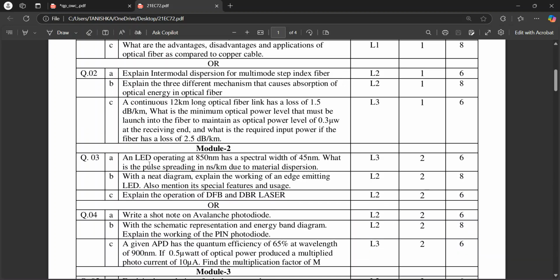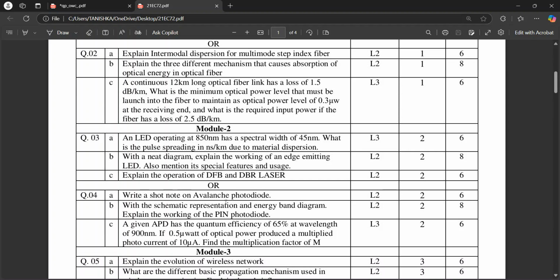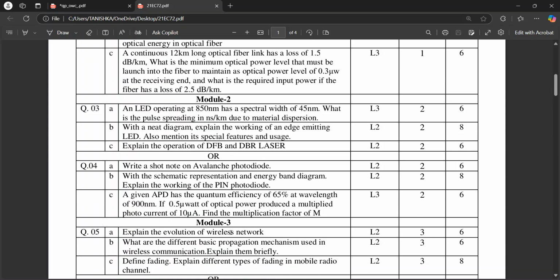In module 2, an LED operating at... this is also a numerical problem, and with a neat diagram explain the working of an edge emitting LED. Also mention its special features and usage. Explain the operation of DFB and DBR laser. Write a short note on avalanche photodiode. With a schematic representation and energy band diagram, explain the working of PIN photodiode, and one numerical problem.